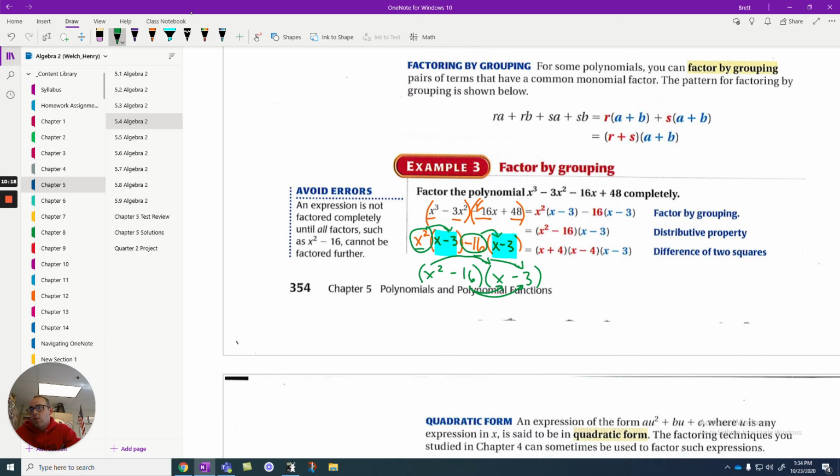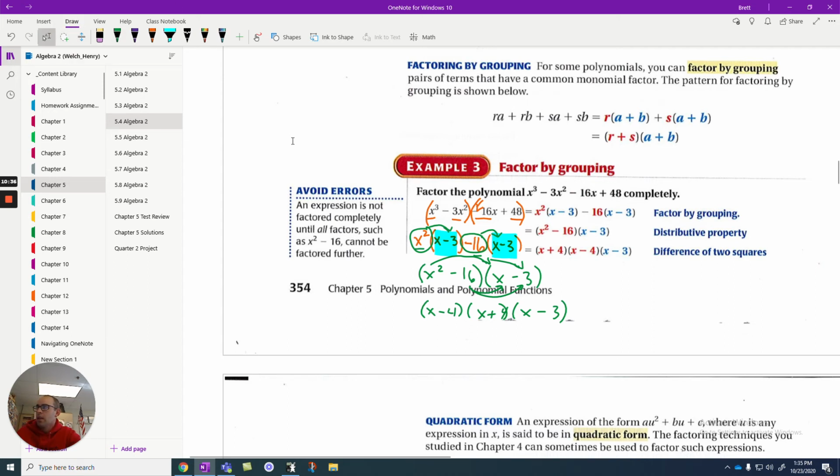Because we see x squared minus 16, and that is a difference of squares, we are going to go a step further. A lot of the problems will stop. So we end up with x minus 4 and x plus 4. But then, of course, we also have our x minus 3. So that's called factor by grouping.